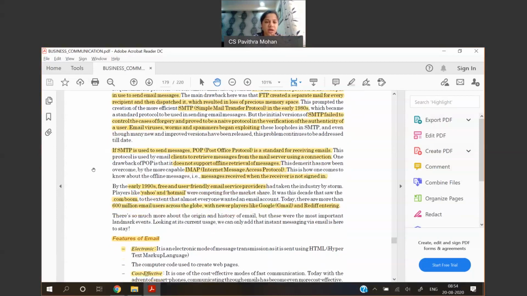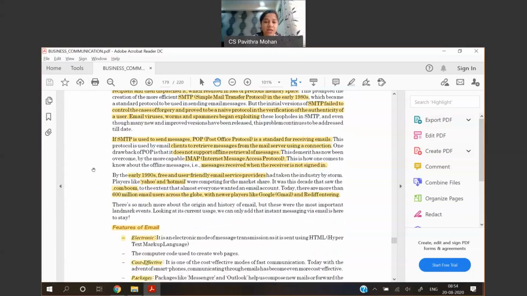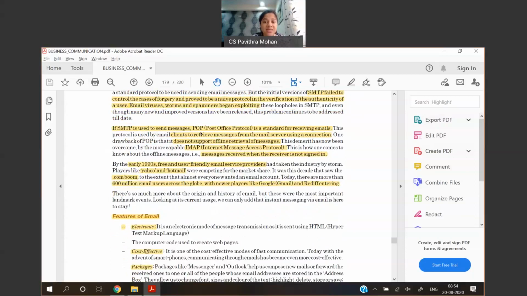Then the next concept came, called POP, that is Post Office Protocol, as a standard for receiving emails. Here, clients receive messages from the mail server using a connection, and it does not support offline retrieval of messages. There used to be one server, and from there they could get all the information. But even here, it didn't support offline reading of messages. Today, even if you don't log into your internet, you can open your Gmail on your phone. The messages, once they have been read, will open offline, but before it never used to open.